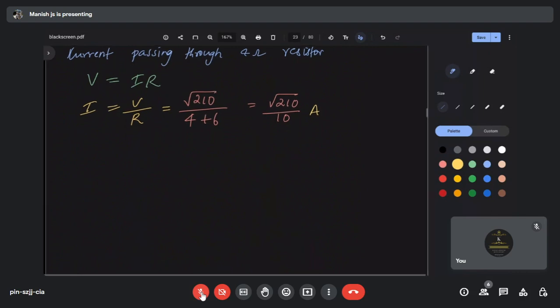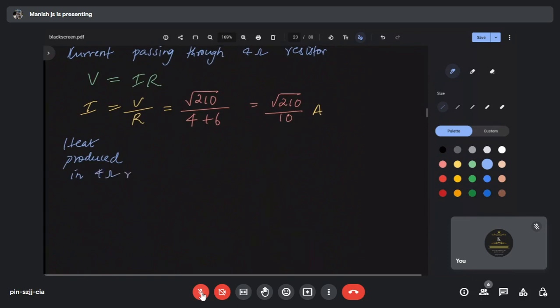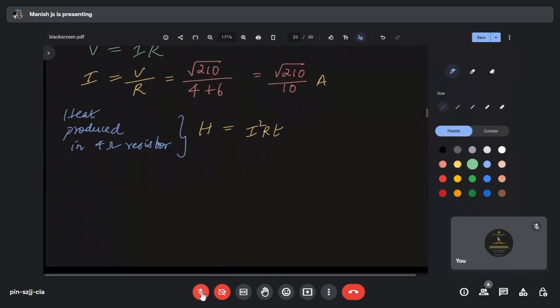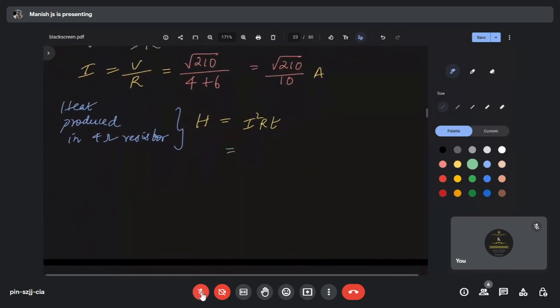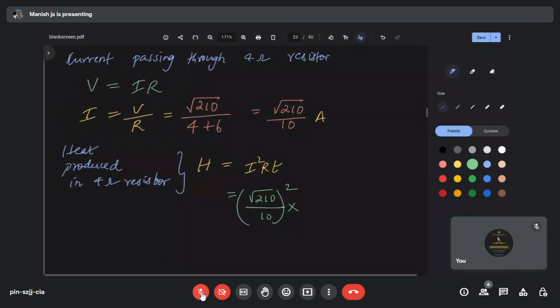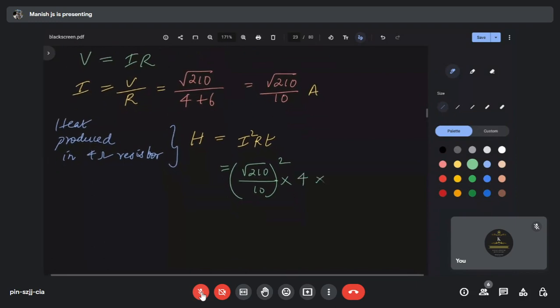Okay. Next, heat produced. Now we can calculate heat produced in 4 ohm resistor. So what is the formula for heat? I square RT, sir. Correct. So I square R into T use பண்ணிக்கலாம் directly. I square அதாவது root 210 upon 10 the whole square into R. What is the R value? 4 ohms, sir. 4 ohms. Correct. Into time T.